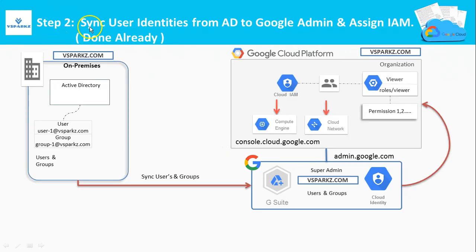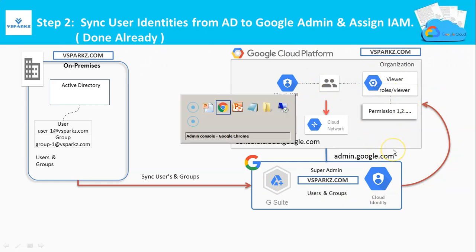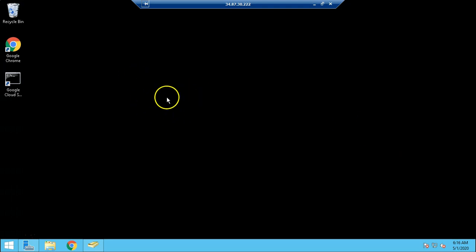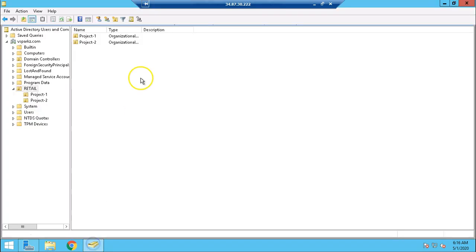Now step 2, I'm going to sync user identities from on-prem AD to Google admin console and assign IAM permissions. So this step is already done. So if you don't know how to do this, please refer to the previous videos. We can cross check the same. This is my on-prem AD machine.